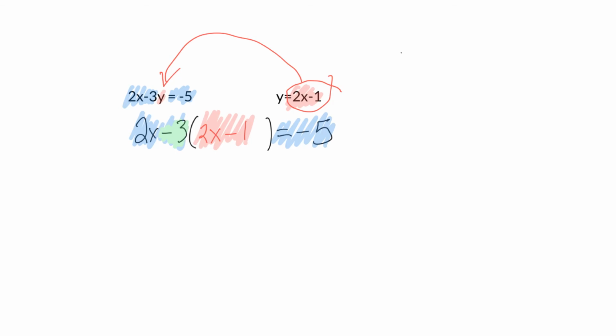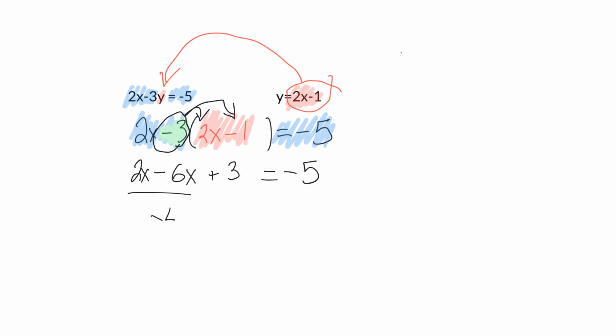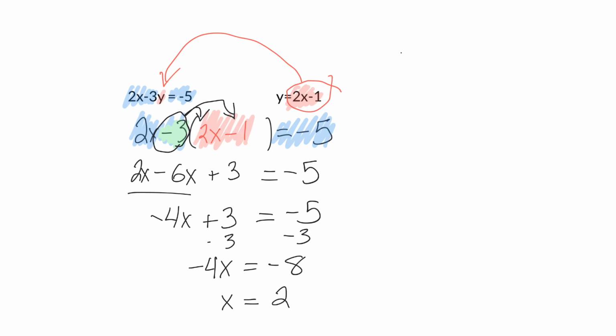And here's mine. So when I did it, 2x, nothing happens, minus 3. Negative 3 times 2x is negative 6x. Negative 3 times negative 1, that's going to be plus 3 equals negative 5. Those look like they can combine. 2x minus 6x is negative 4x plus 3 equals negative 5. Minus 3 from both sides. Negative 4x equals negative 8. Divide by negative 4, and I get x equals 2.